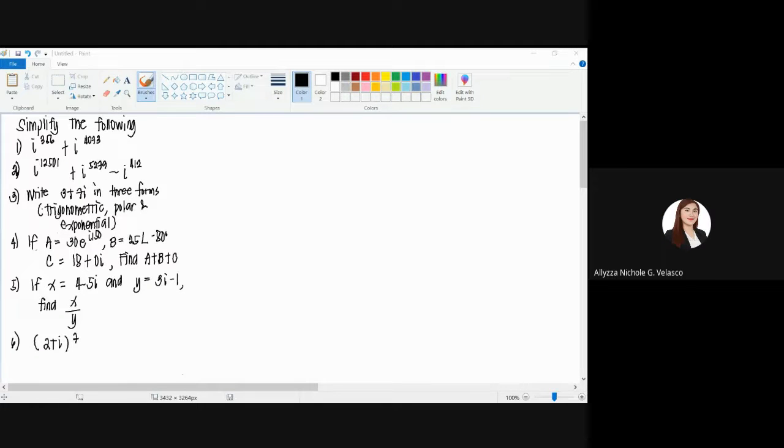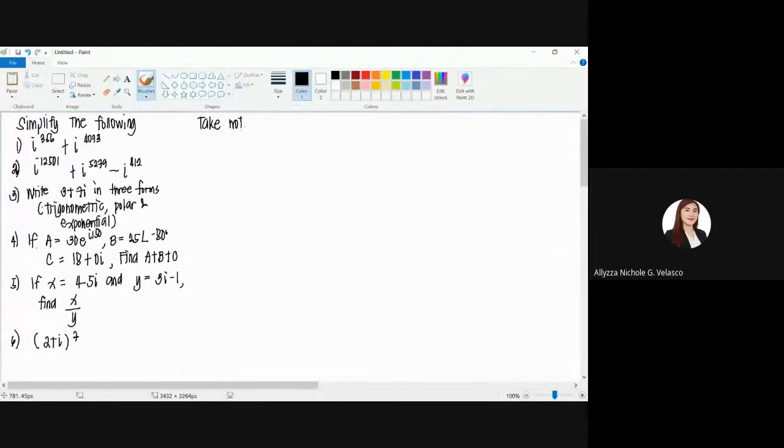Okay guys, good day. So now we are going to solve some sample problems relative to complex numbers. So let's have this number 1. Simplify the following. Number 1, i raised to 356 plus i raised to 4073. So first of all, you have to take note of this.